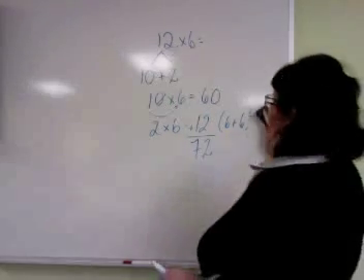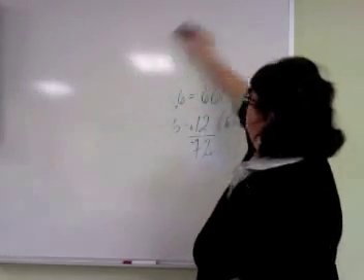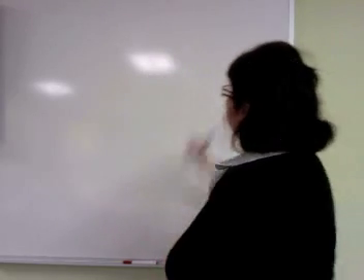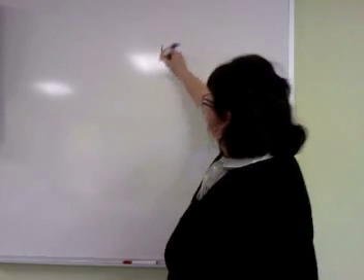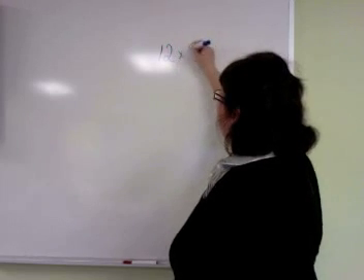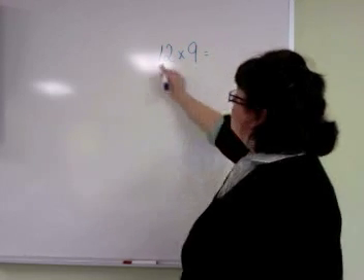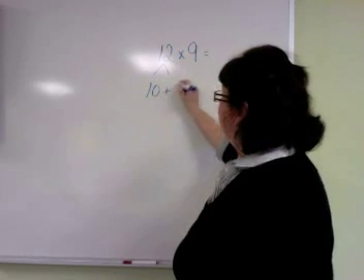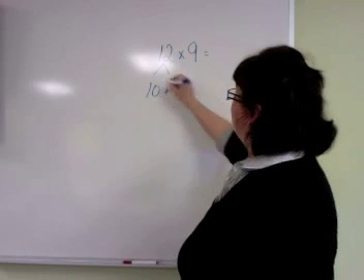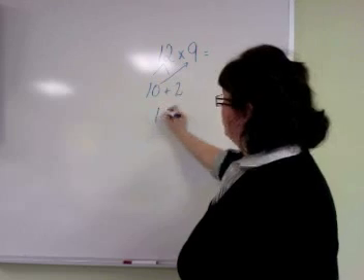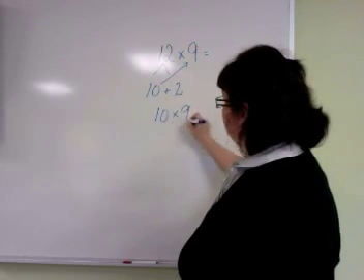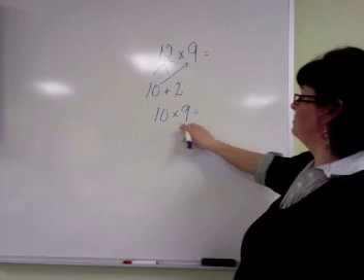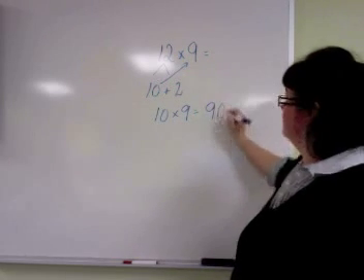Let's take a look at another example. Let's look at 12 groups of 9. Same strategy. Think of 12 as 10 and 2 more. We're going to work with 10 groups of 9 to start. Again, using our 10 facts, 10 times 9 is 90.